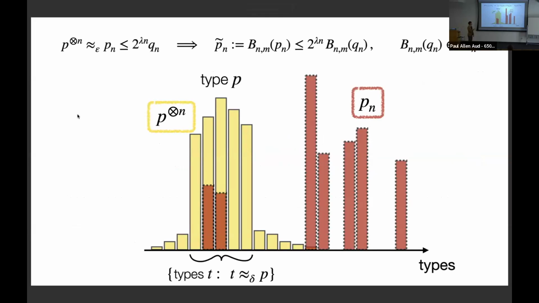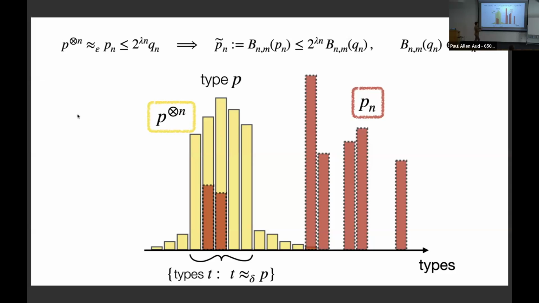Now I blur everything. So P tilde n will be the blurred probability distribution, and that's still upper bounded by this quantity because the blurring is a positive map. So you have this 2 to the lambda coefficient, and then you have this new blurred free probability distribution, which is again another free probability distribution.